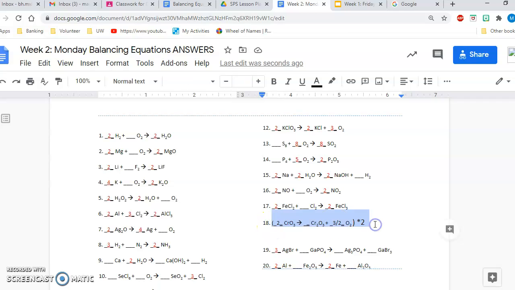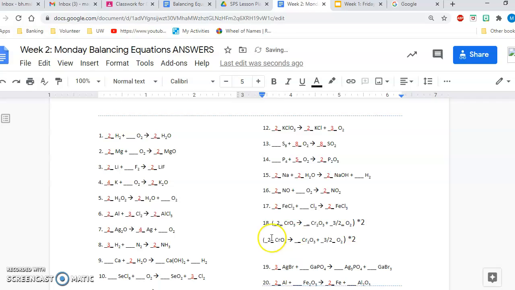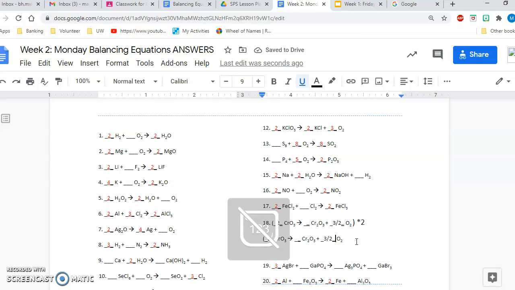Sorry, I'm struggling a little bit. If we multiply it all by 2, what it would look like is this would end up being 3. This would be 2. Oops. And this would be 4.